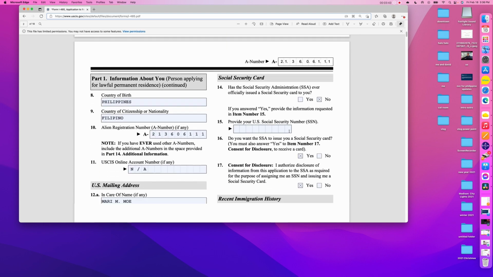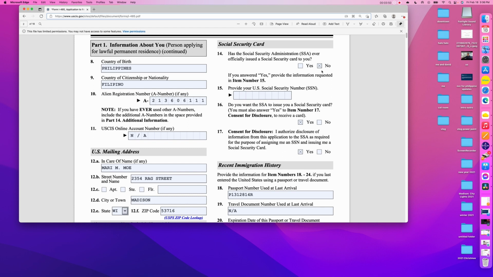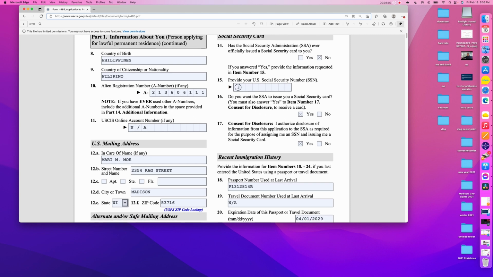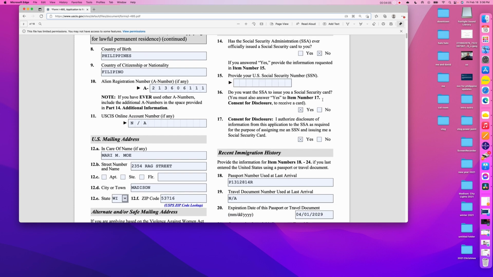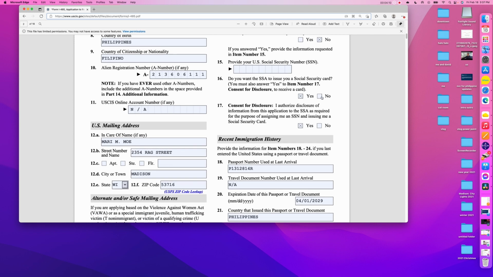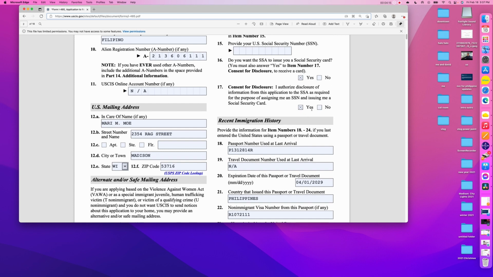We have social security card. I already applied for my social security number, but until now I don't have it, so I just applied. I answered no since I don't have a social security number yet. So if you answered no, you have to fill out this number 16. But if you answer yes here, of course you have to provide your social security number. So here I have to say yes. I authorize them to apply for me for a social security card. And then you need to click yes again for your consent for disclosure.